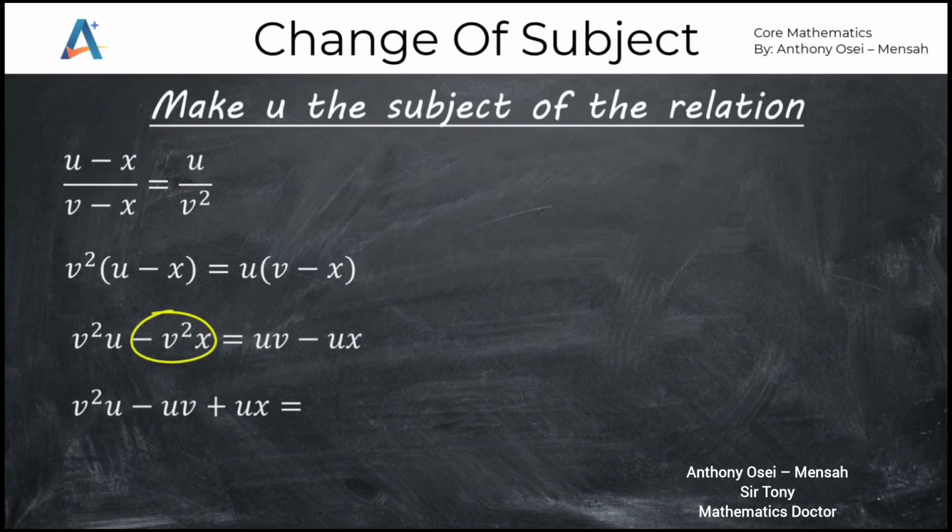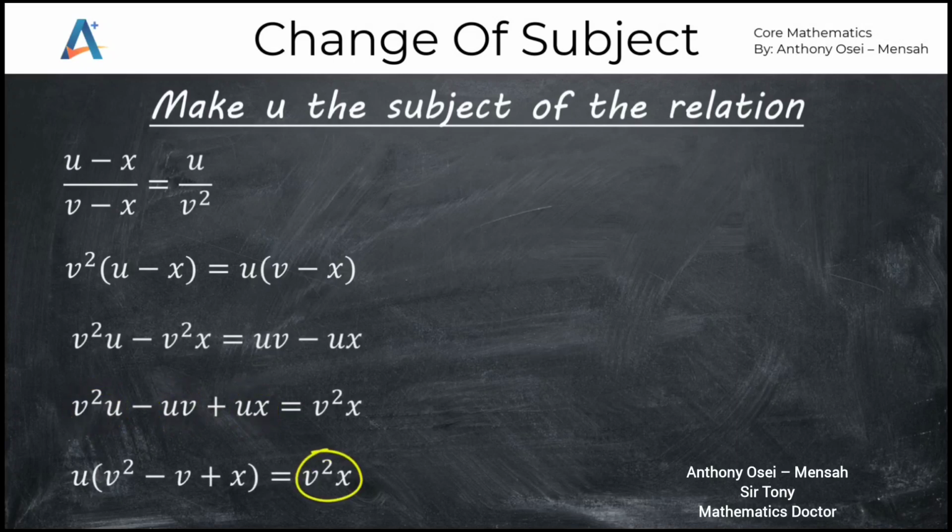Now we have minus v squared x, which is a term without the u or without the subject. So we'll bring it here. The negative at the left hand side comes to the right hand side to be positive. So it'll be positive v squared x. Now that we have it this way, we can go ahead and factorize. We have u here, and u here. We just have to factorize to make u stand alone. Let's factorize u out. So u out, you open and close your bracket, equal to v squared x.